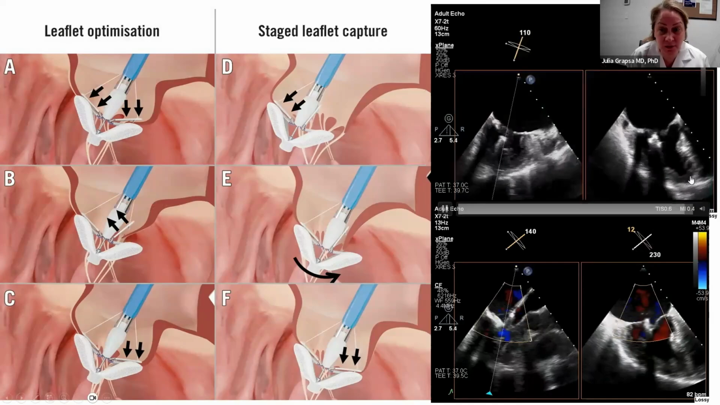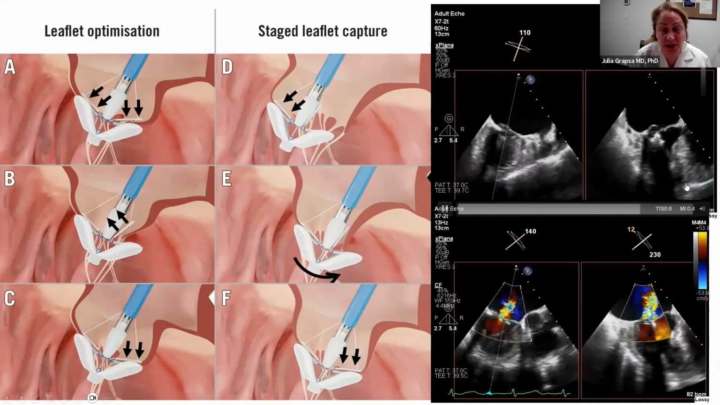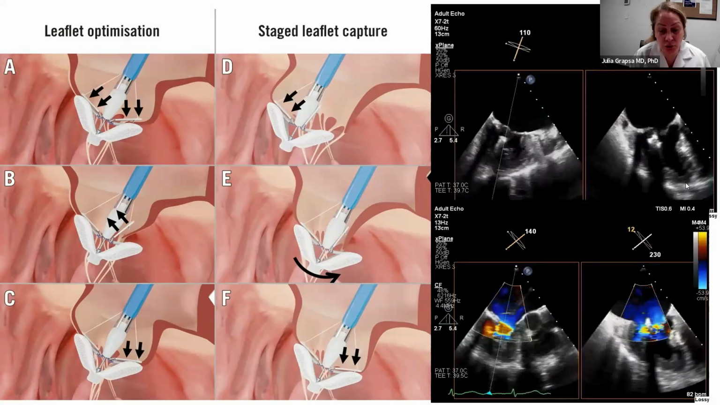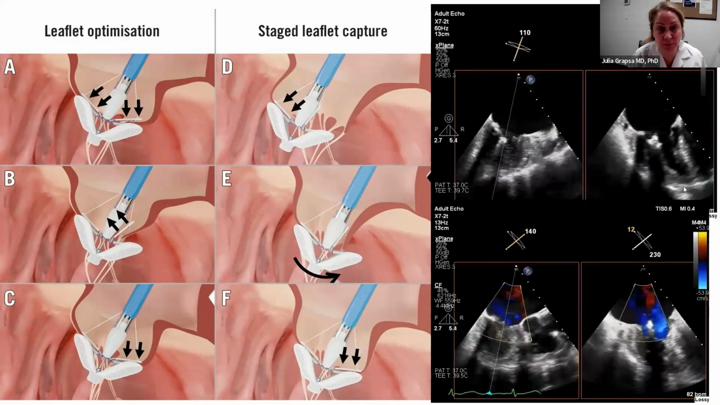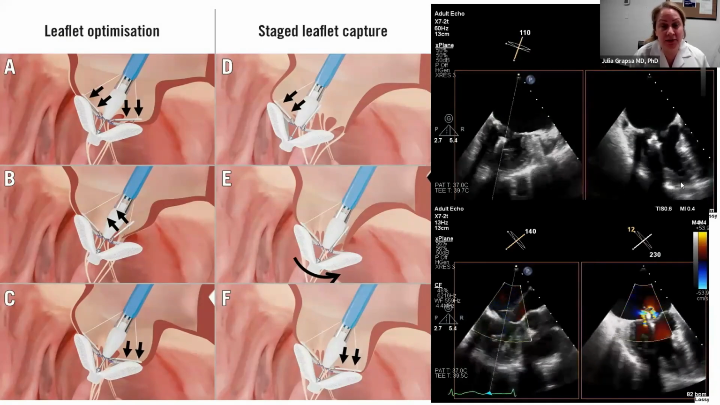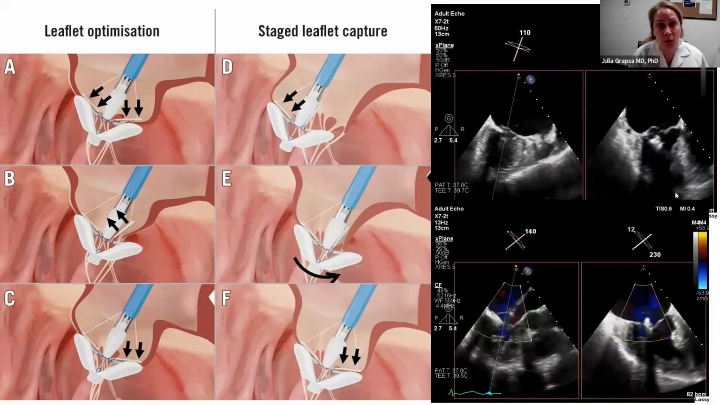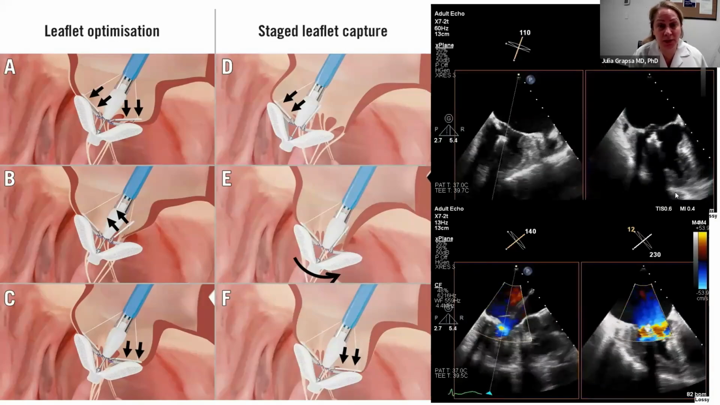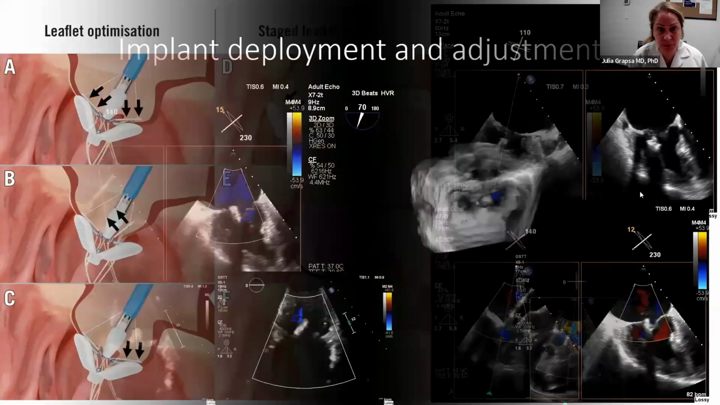Here is how we optimize the leaflets, either separately or together, and we do staged leaflet capture, making sure that we see both leaflets perfectly from all sides. If we have any doubt, then sometimes the interventionalist may want to use ICE in order to see the leaflets better, or of course alternate views between mid-esophageal and then going to 3D and multiplanar reconstruction, the MPR.